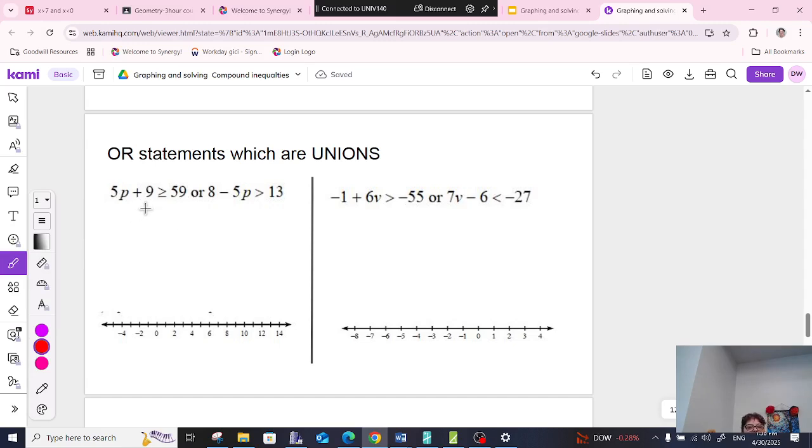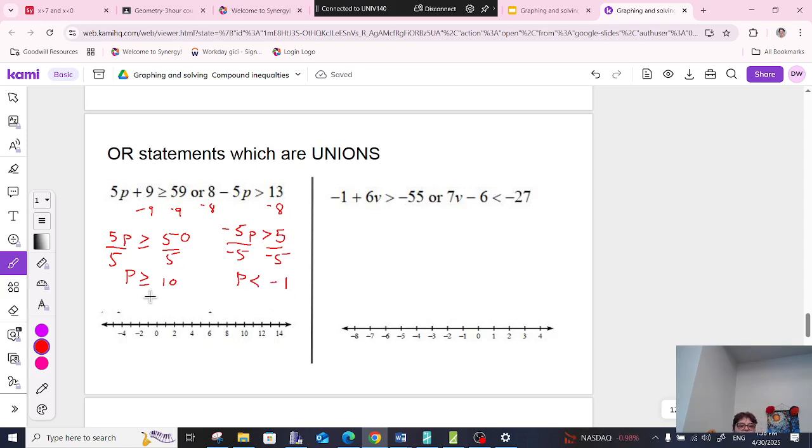So right here, again, we would subtract 9, subtract 9. 50p is greater than or equal to 50. We would divide by 5. P should be greater than or equal to 10. That's this side. Over here, subtract 8, subtract 8: -5p is greater than 5. Divide by -5. Uh-oh. Flip the inequality. That would be p less than -1.